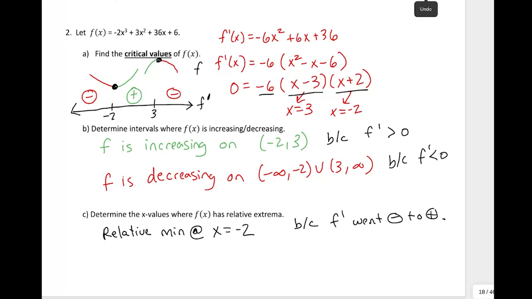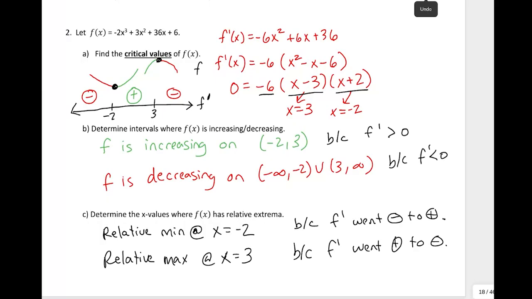That justification is pretty much as important as the answer itself, when they're scoring the test. It's usually 1 point for the answer, 1 point for the justification. And a relative maximum at x equals 3, because f prime is going from being positive to being negative. Any questions so far?